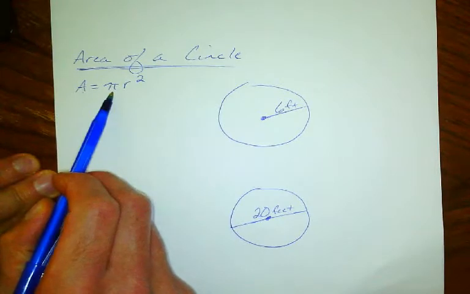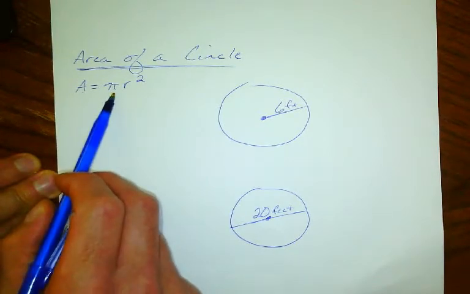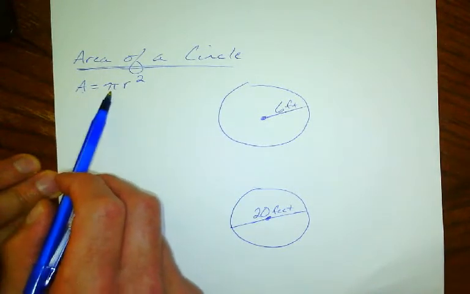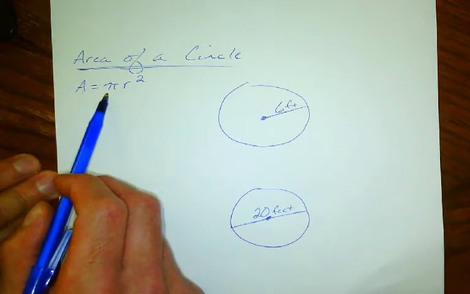Pi is the ratio between a circle's circumference and a circle's diameter. It's an irrational number. Mrs. Gain did a great job teaching you guys about pi last year. You know it goes on forever, it never repeats.